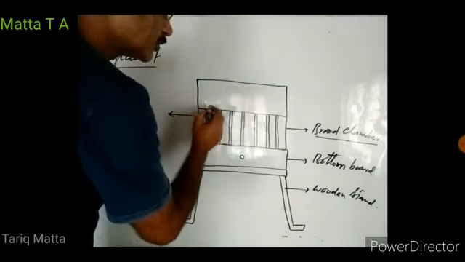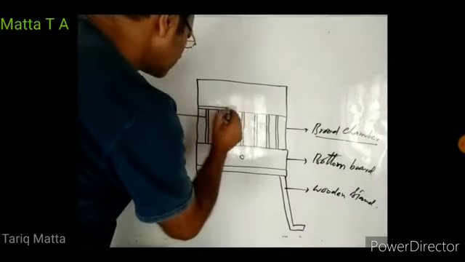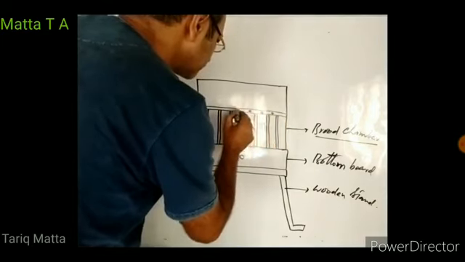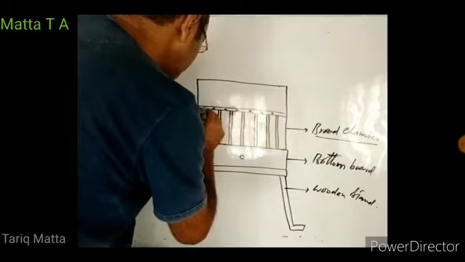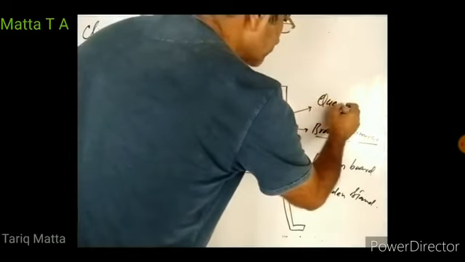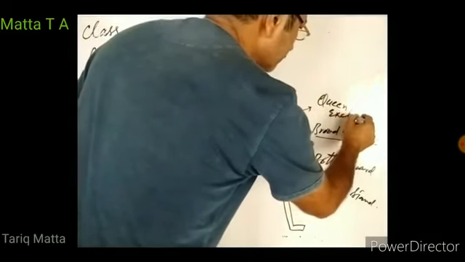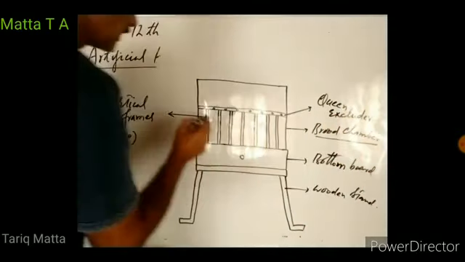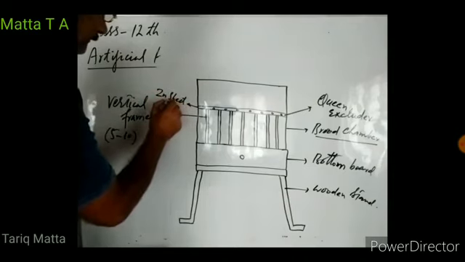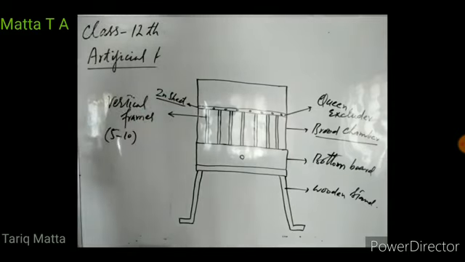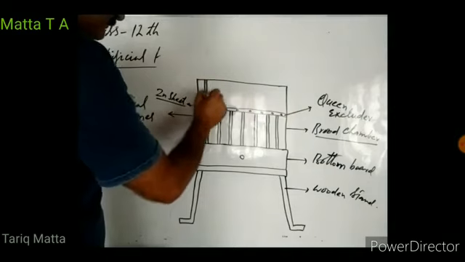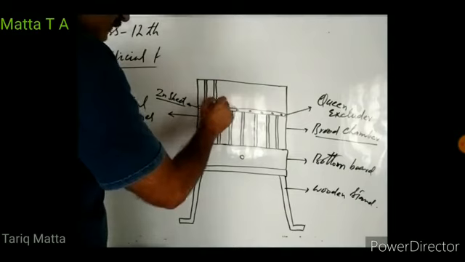Then over this brood chamber, there is a zinc sheet with holes. This zinc sheet with holes in it is known as the queen excluder. It is formed of zinc. Then above this zinc sheet, there is another chamber with vertical frames again. Again, it has 5 to 10 vertical frames.